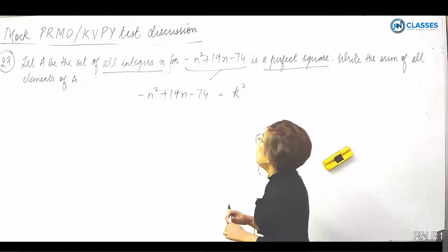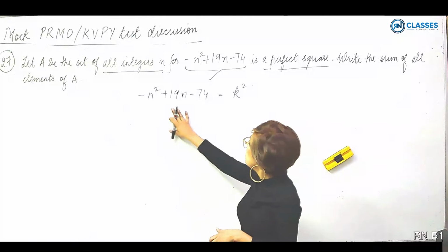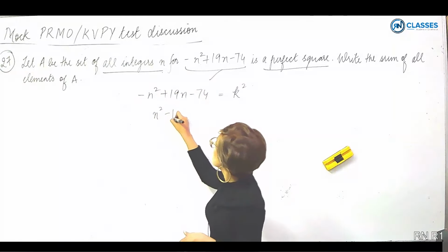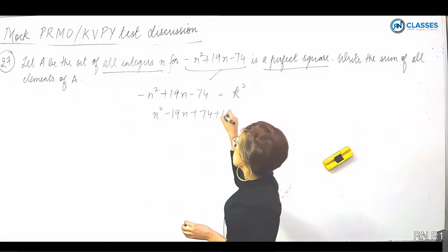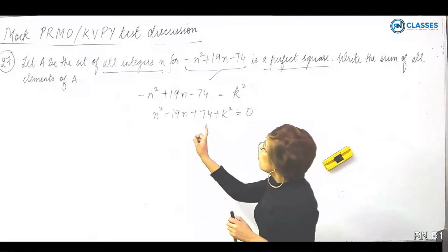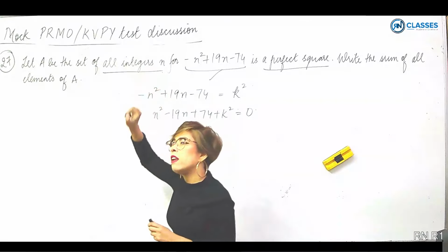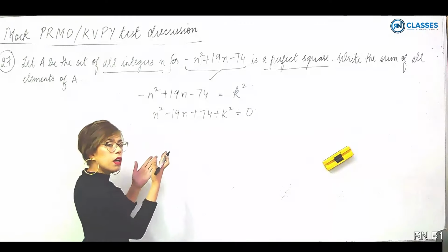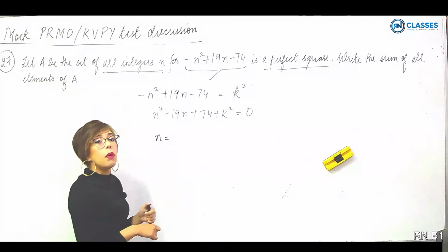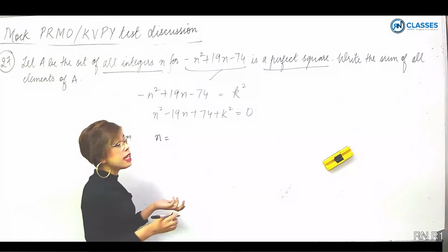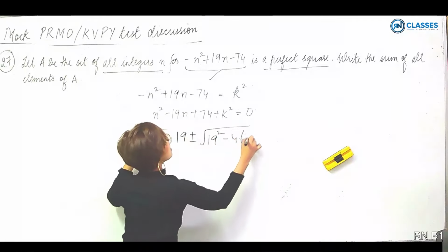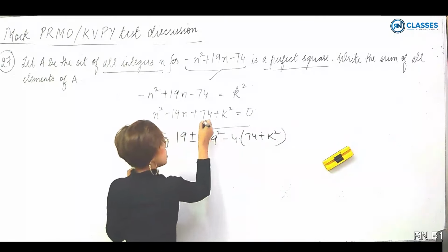Now, how do I deal with that? If this quantity is k square, what I can do is shift everything to that side. I'll get n square minus 19n plus 74 plus k square equal to 0. Now, mind it, I need to find integral n. Can I find the value of n from here? Yes. It is a polynomial in n. I can find the value of n by using the quadratic formula. I can write 19 plus minus the square root of 19 square minus 4 into 74 plus k square. Why? Because this entire thing is c.